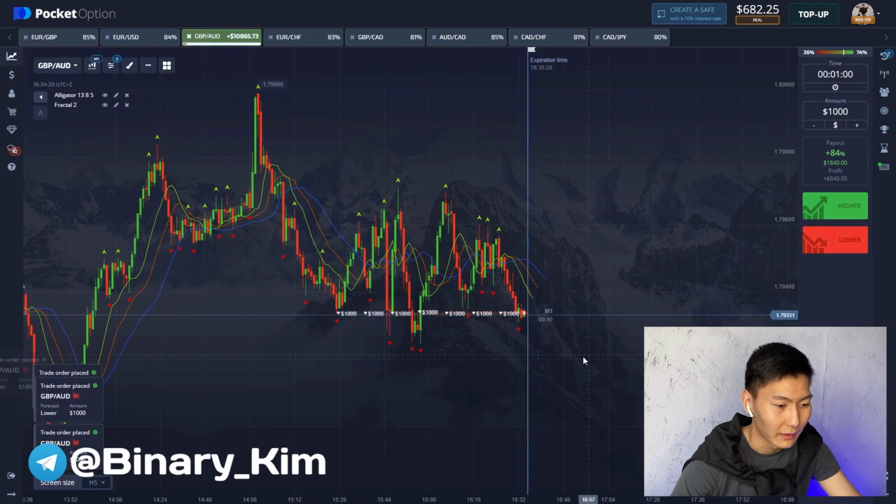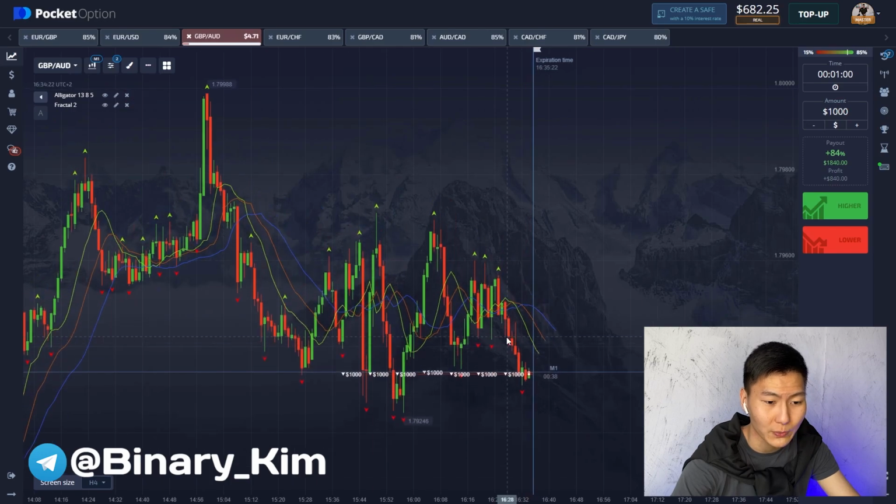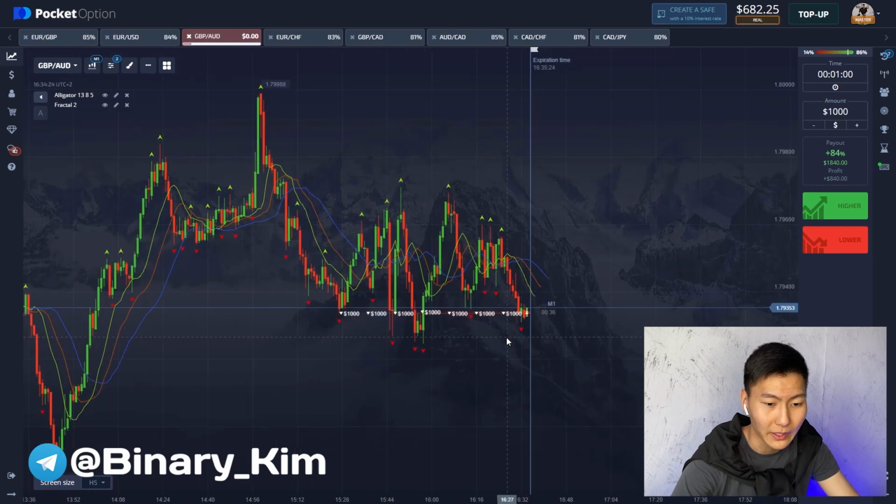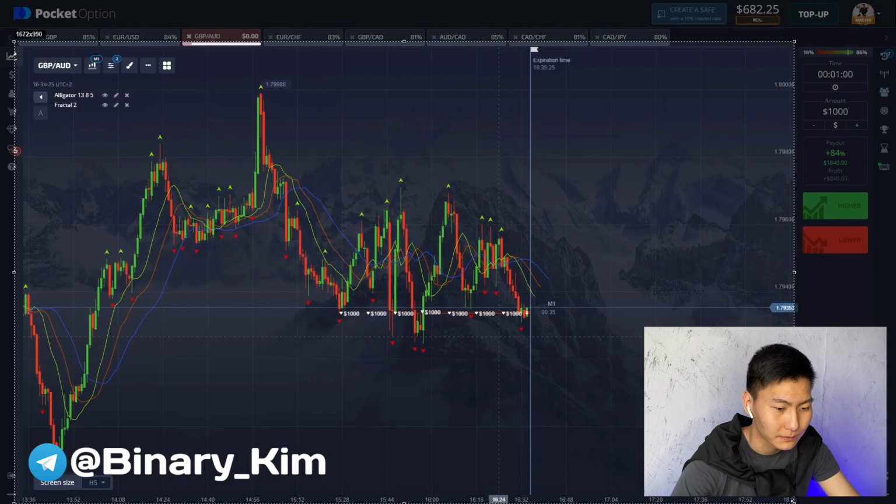Let's open 7 short positions here. We are playing ahead of the market. Look, we see a good correction here. The Alligator moving averages are facing downwards. We understand that this pullback should be over now, and after this pullback the price will go lower.